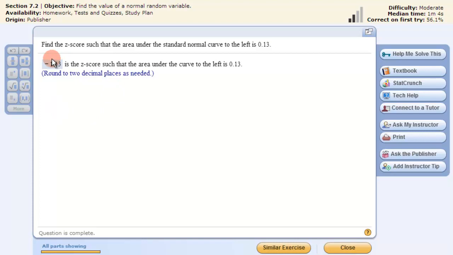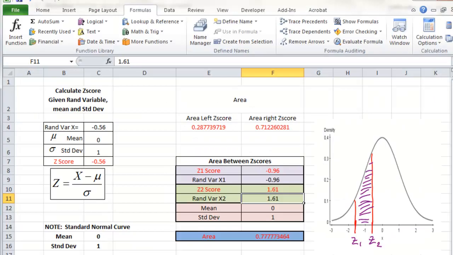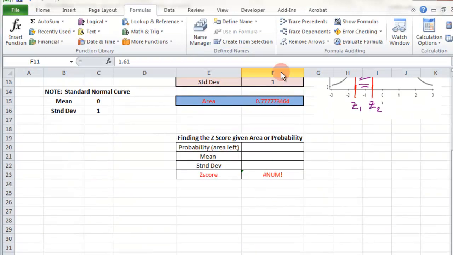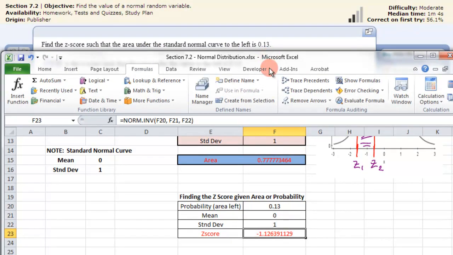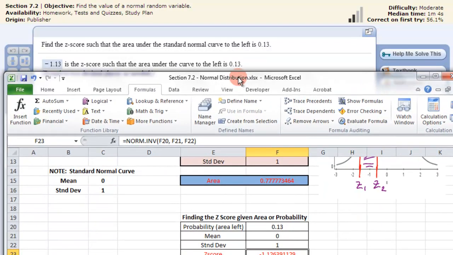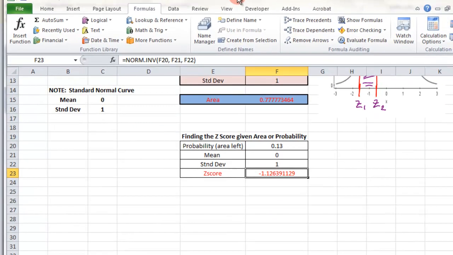Now, I also created something to figure out the z-score given a probability. So we can use that as well. If I slide down here, on this one you give the probability, the mean and standard deviation, and it'll give you the z-score. So the probability here is 0.13. The mean, of course, is again 0, and the standard deviation is 1. And then it gives me a z-score of negative 1.12.6, so it rounds to negative 1.13.